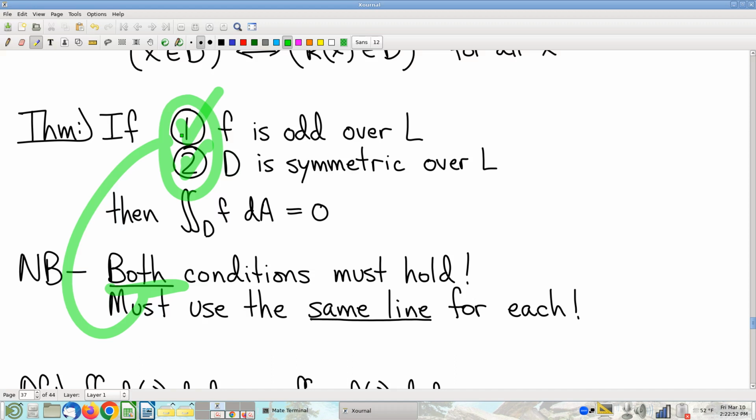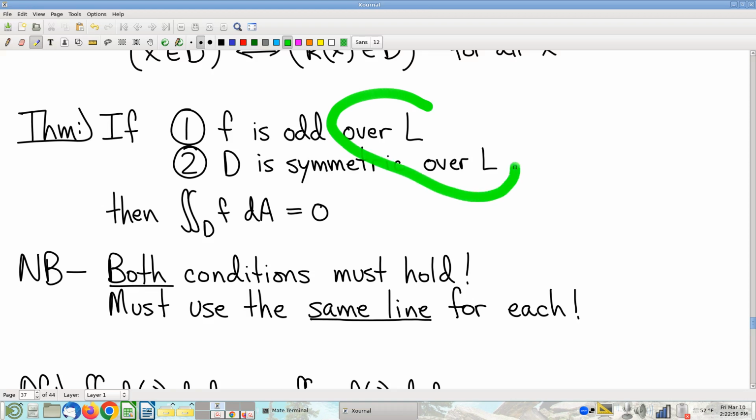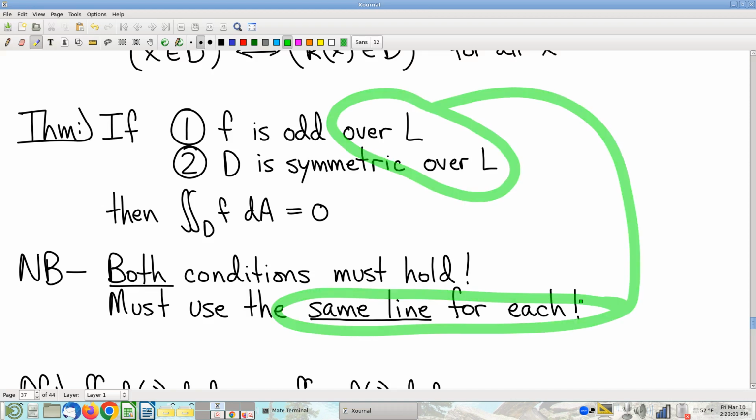And I'm going to actually expand on that a little bit in a few minutes. Secondly, it's got to be over the same line. If your function is odd over one line and your domain is symmetric over a different line, no good. Doesn't count for anything. So this is another, again, very dangerous landmine. Please don't step on this landmine. The theorem, powerful as it is, is very delicate, and you do have to make sure to apply it only exactly as written. Okay.